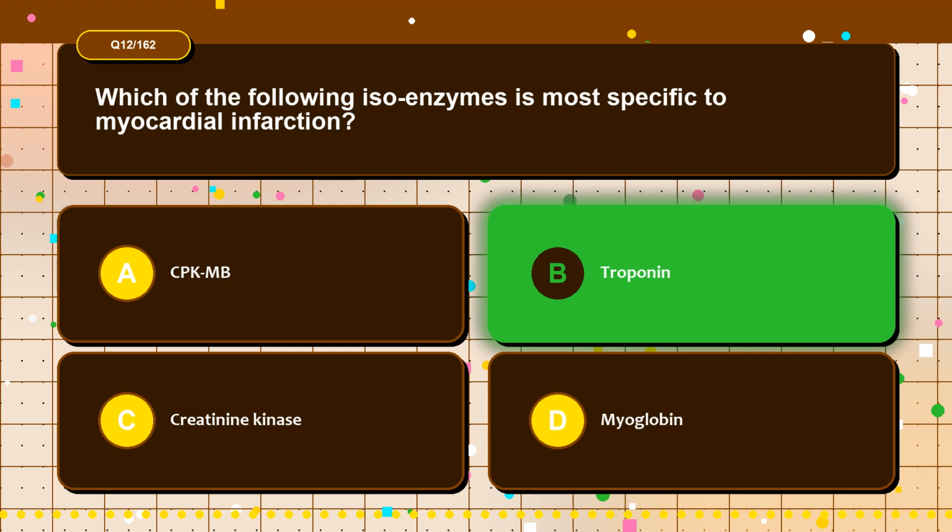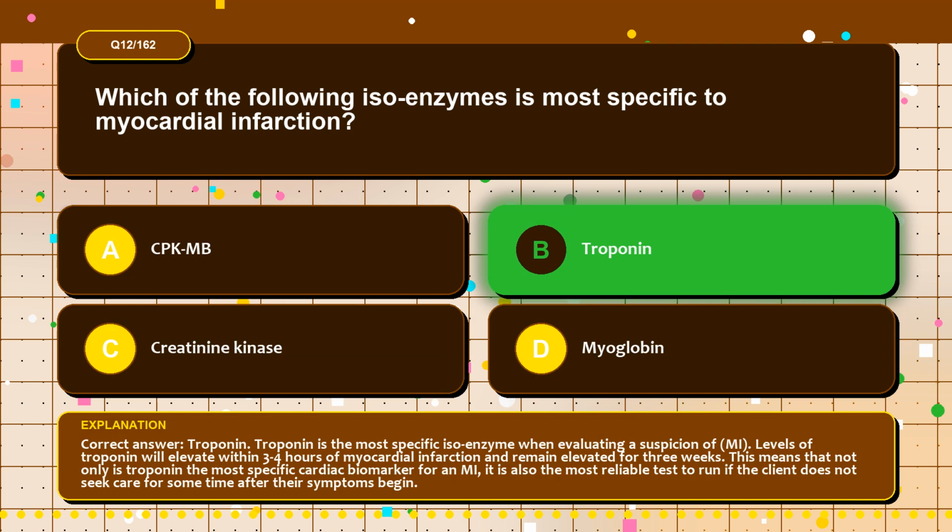The correct answer is option B, troponin. Troponin is the most specific isoenzyme when evaluating a suspicion of MI. Levels of troponin will elevate within 3-4 hours of myocardial infarction and remain elevated for 3 weeks. This means that troponin is not only the most specific cardiac biomarker for an MI, it is also the most reliable test to run if the client does not seek care for some time after their symptoms begin.